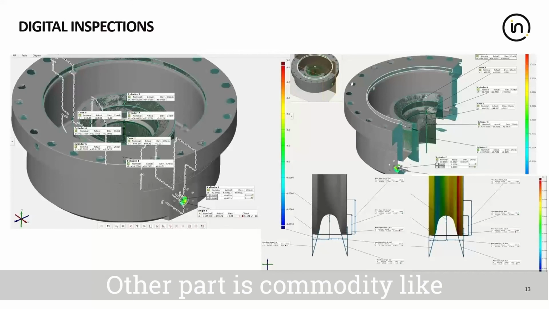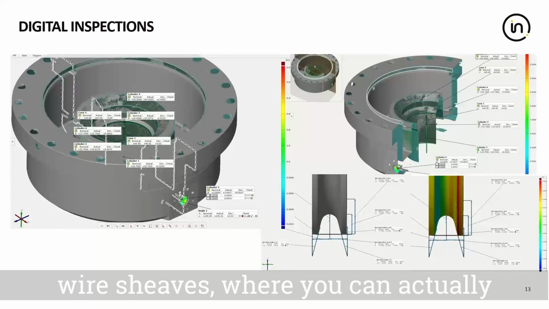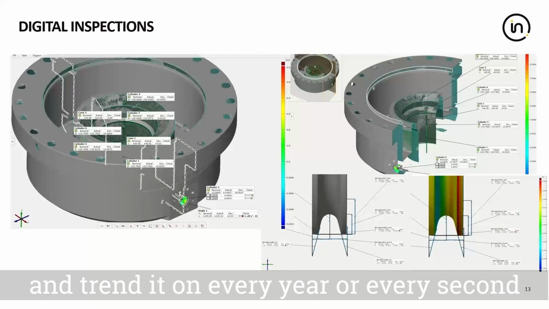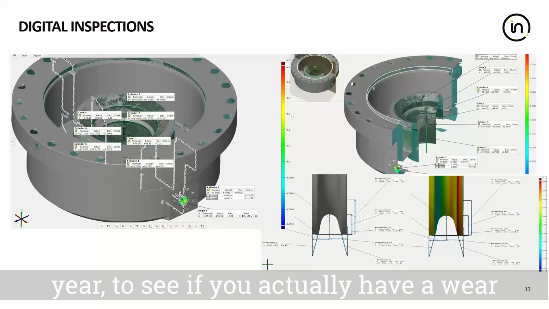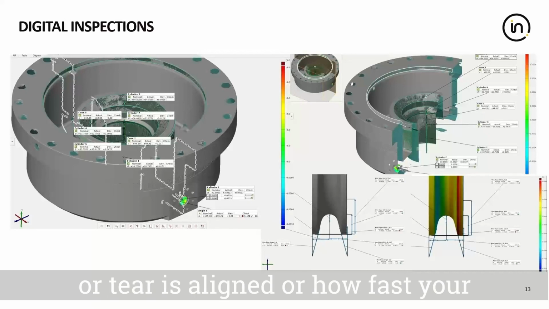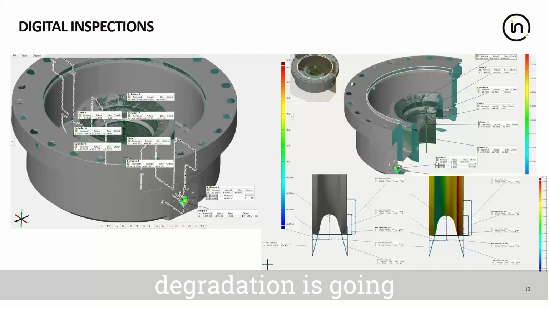Another part is a commodity like wire sheaves, where you can actually do a baseline from when it's brand new and trend it every year or every second year to see if you have wear and tear, how it is aligned, or how fast your degradation is going.